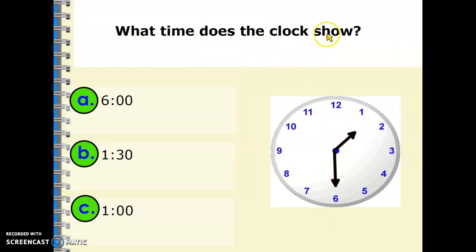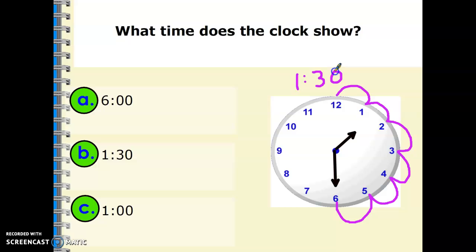What time does the clock show? So let's take a look. The clock shows, let's look at the hour hand, is between 1 and 2. So it is 1, okay, it's 1 something. And the minute hand is on the 6. So we count 5, 10, 15, 20, 25, 30 minutes. So that is 1:30. The correct answer is B, 1:30.